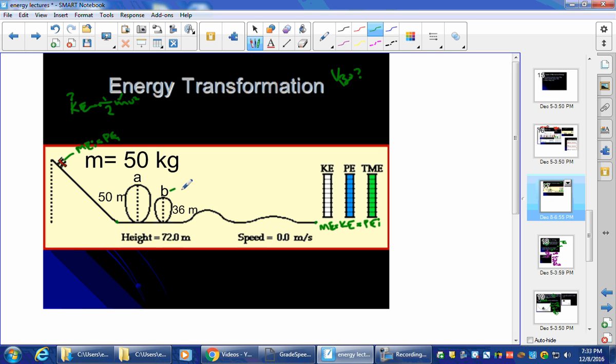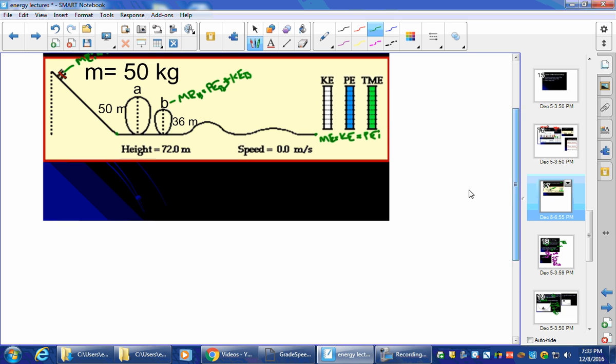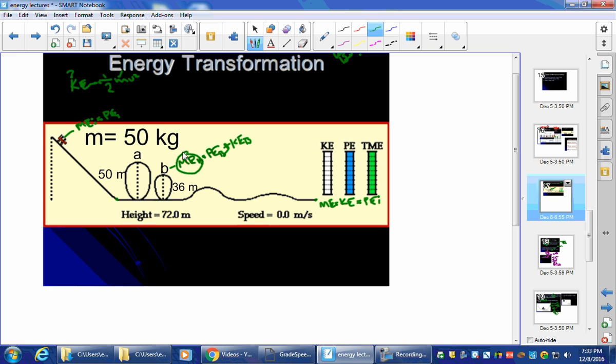So right here, our mechanical energy at B is our potential energy at B plus our kinetic energy at B, right? And so this gets kind of complicated. So I'm going to show you what happens here. I do know, though, that these two mechanical energies have to be equal to each other, right? So that's going to tell us something.